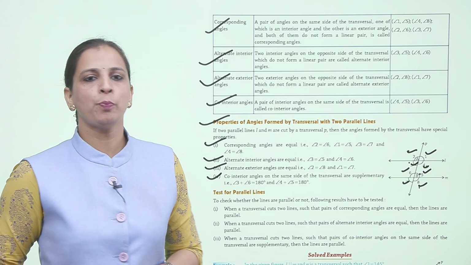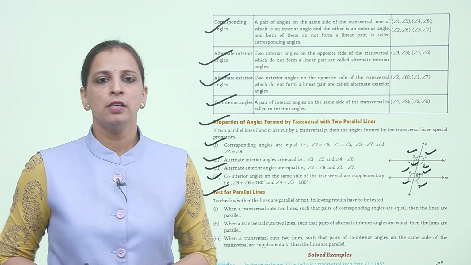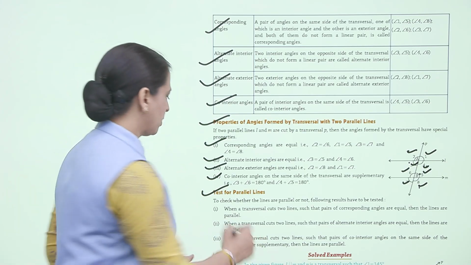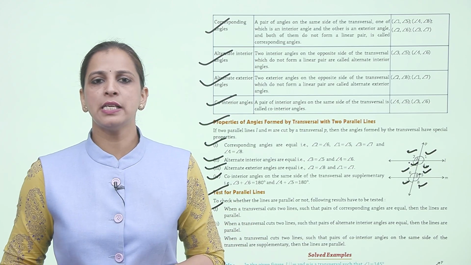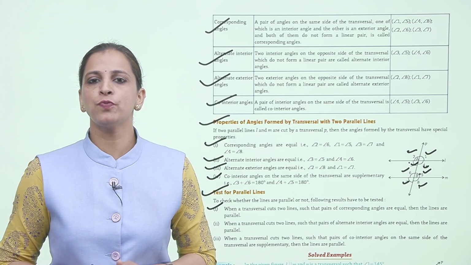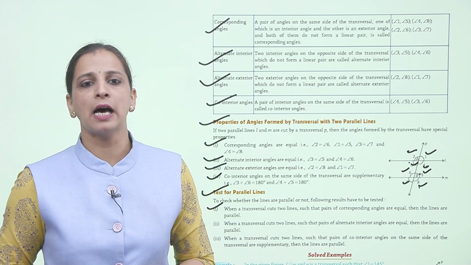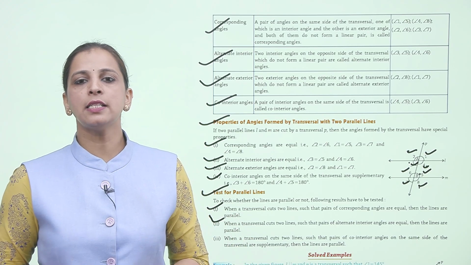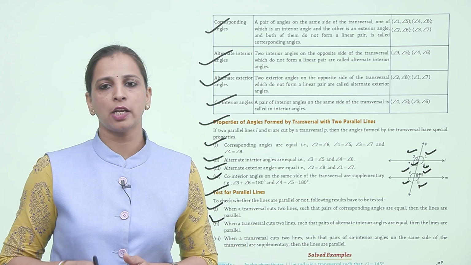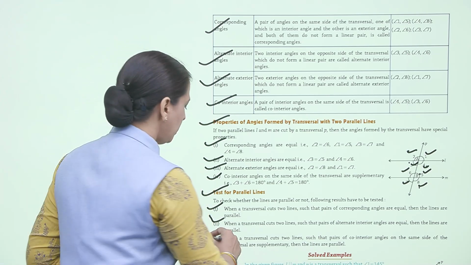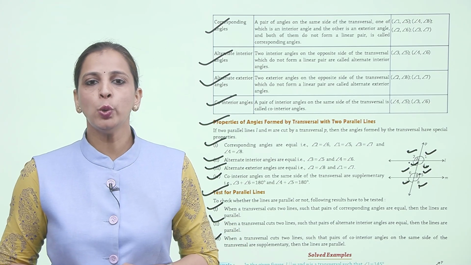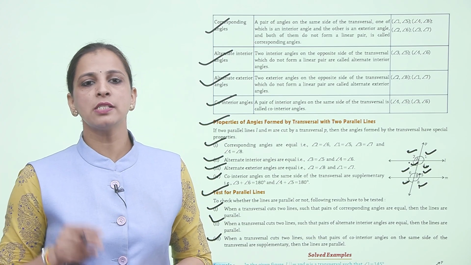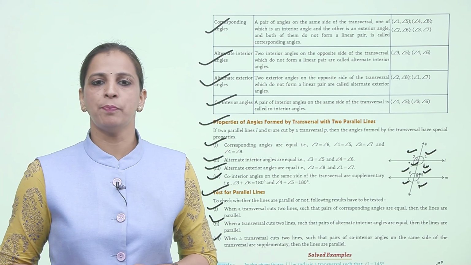Now test for parallel lines. To check whether the lines are parallel or not, the following results have to be tested. First, when a transversal cuts two lines such that a pair of corresponding angles are equal, then the lines are parallel. Second, when a transversal cuts two lines such that a pair of alternate interior angles are equal, then the lines are parallel. Third, when a transversal cuts two lines such that a pair of co-interior angles on the same side of the transversal are supplementary, then the lines are parallel.